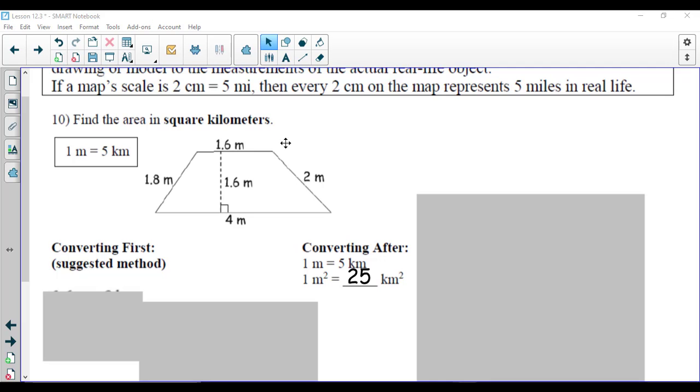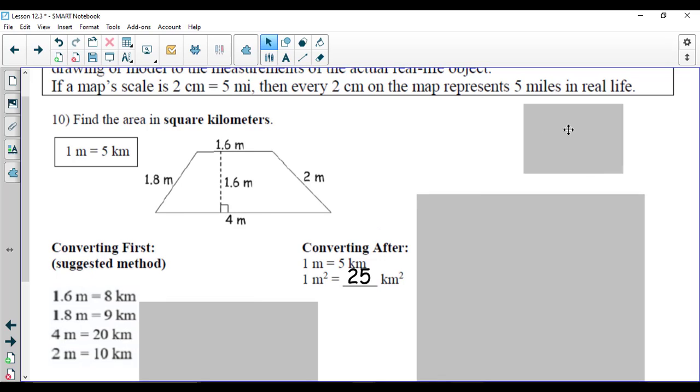We did talk about this with a PSSA item sampler question previously, so you might have seen something similar to this before. So the first thing I did was I took all of my measurements, I converted them from meters to kilometers. And the way that I did this, since the scale is that 1 meter equals 5 kilometers, is I just multiplied each of these numbers on the left by 5.